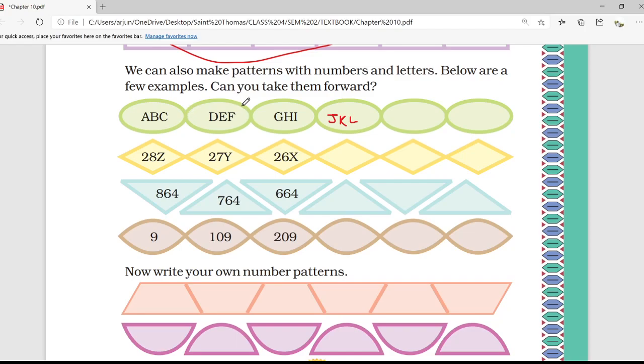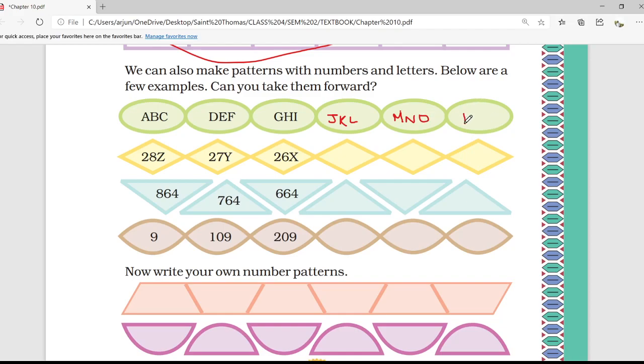So these are the 3 which come after C. These are 3 which come after F. So here also we have to follow the same pattern. Okay, after I 3 letters which are J, K, L. Now after L, which letters? M, then N, then O.